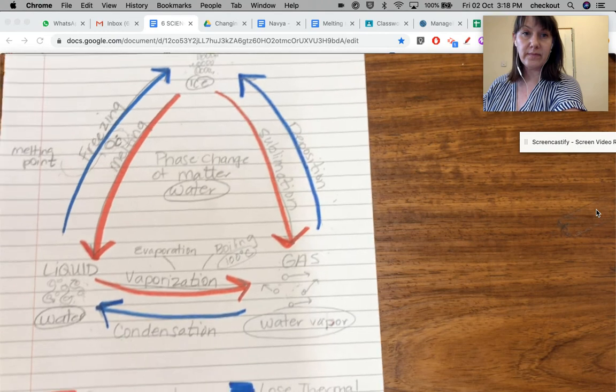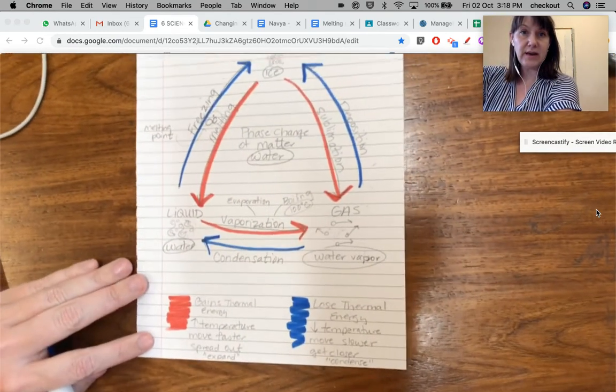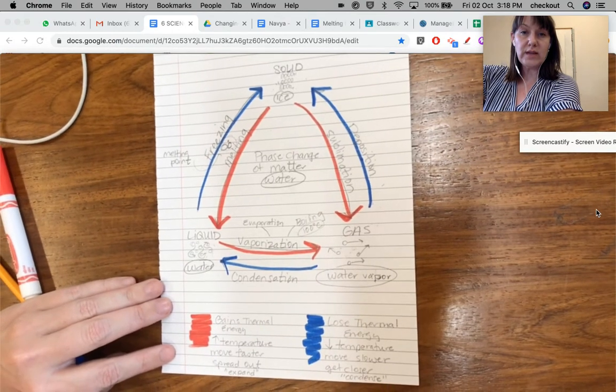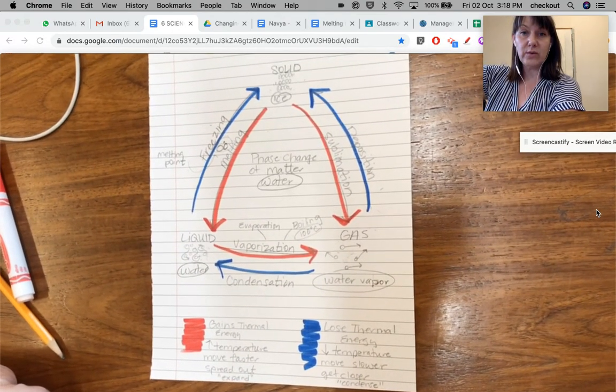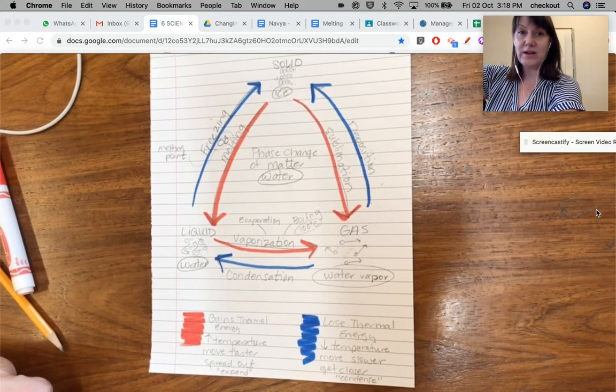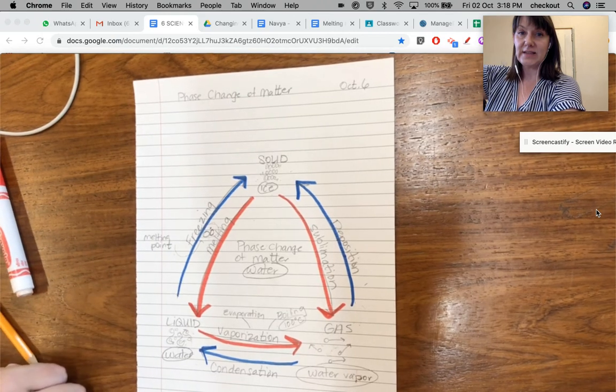All right. So these are the phase changes of matter. I want you to be sure that you save these notes and bring them to school when we have science, to make sure they're in your science notebook. Always be sure you've got a title and a date.